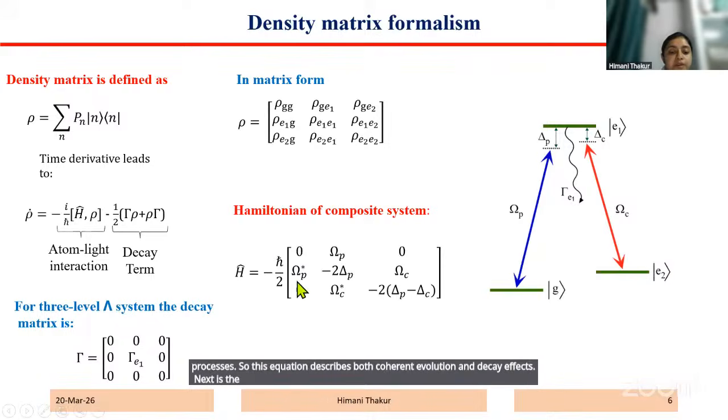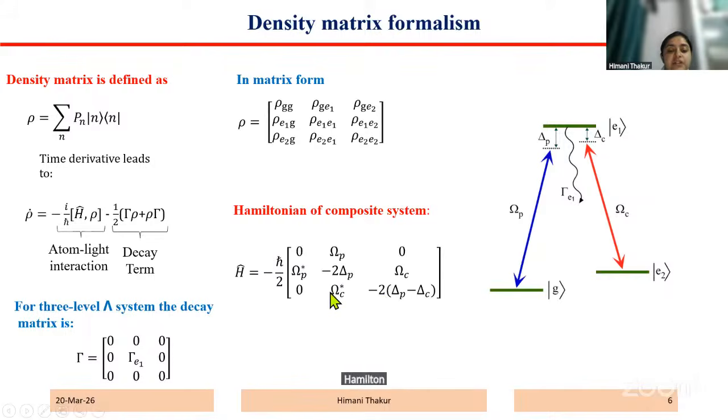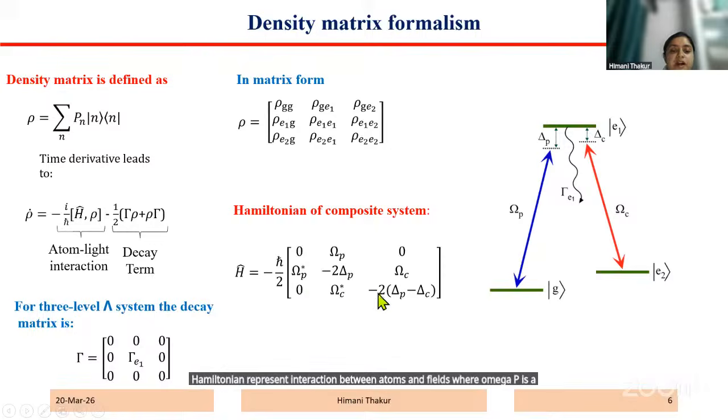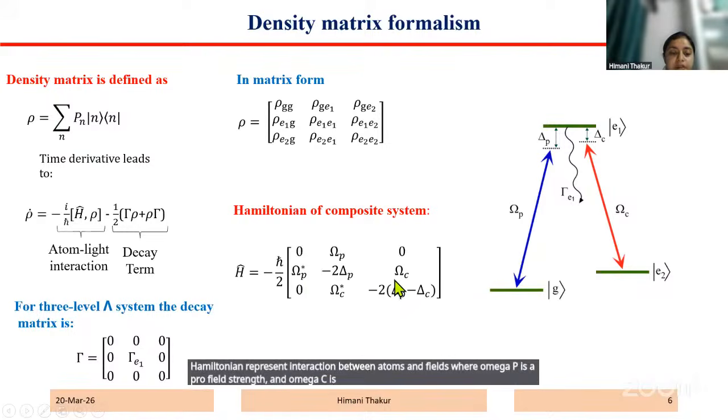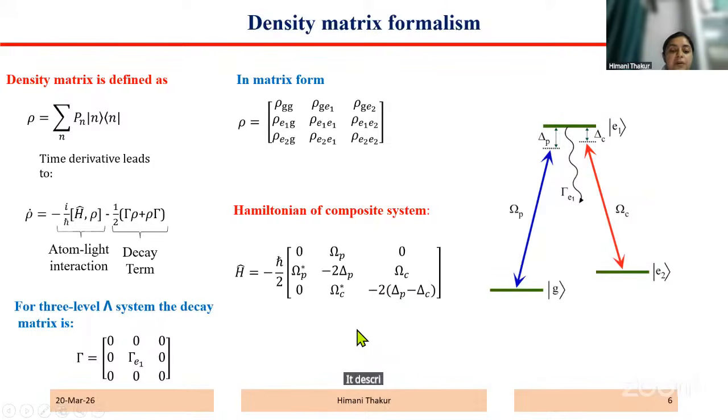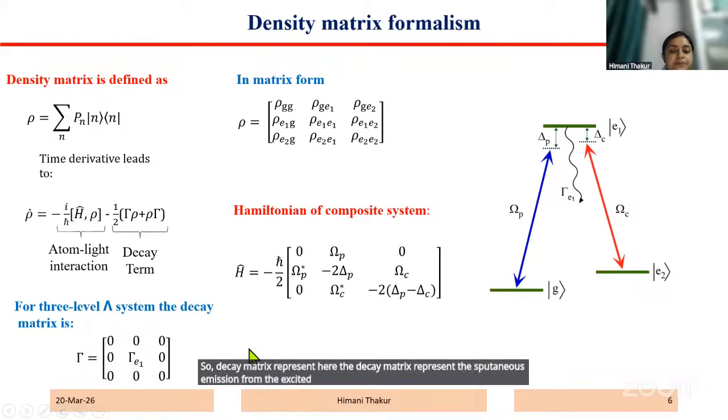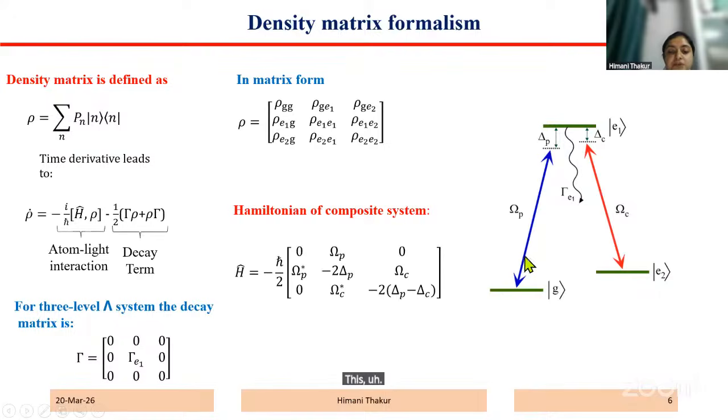Next is the Hamiltonian. The Hamiltonian represents the interaction between atoms and fields, where omega p is the probe field strength and omega c is the control field strength, and delta p and delta c are the probe and control detuning respectively. It describes how energy levels are coupled by the probe and control fields. The decay matrix represents the spontaneous emission from the excited states. This diagram shows a three-level system, which I have already discussed.